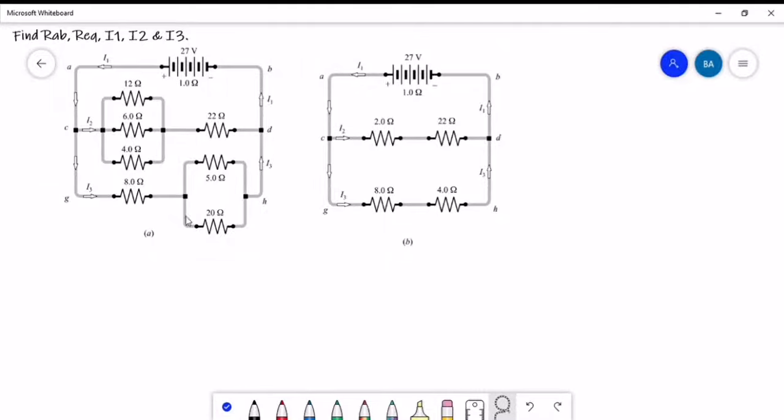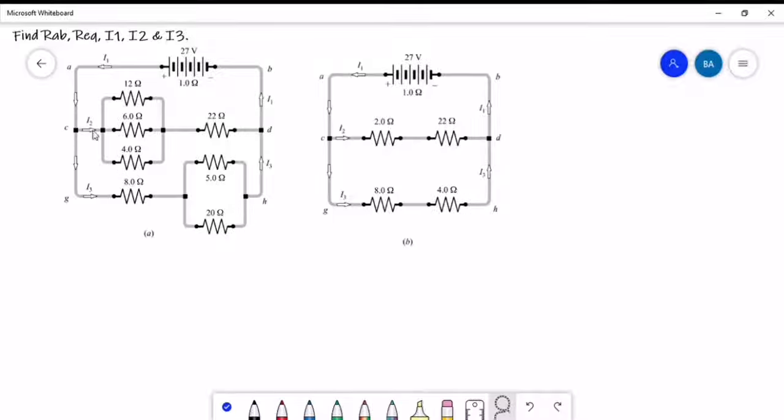In this kind of problem, we have a circuit here. So this is our main circuit. We are going to find the RAB, or the equivalent resistance here. So first, before that, we are just going to identify our point A and point B. So here is our A and B.